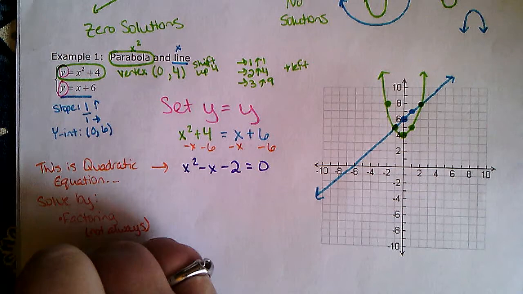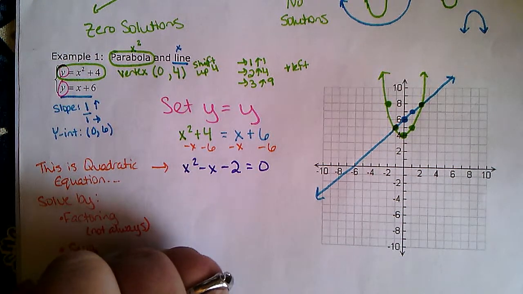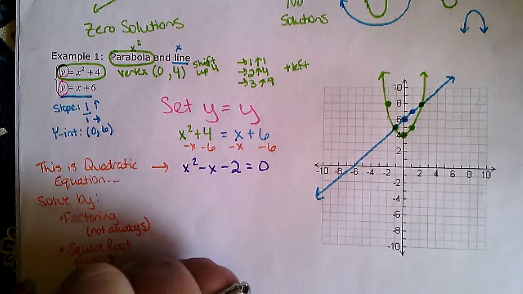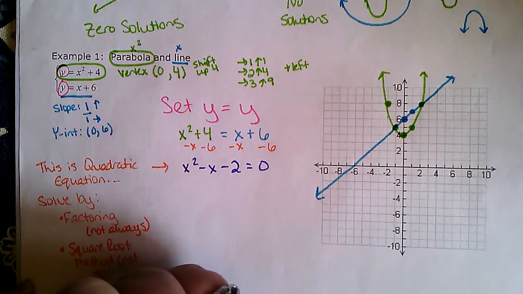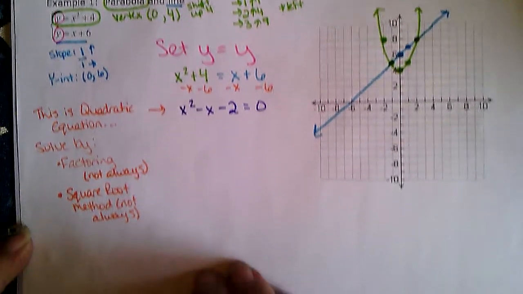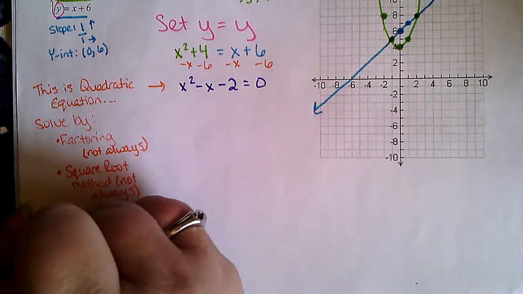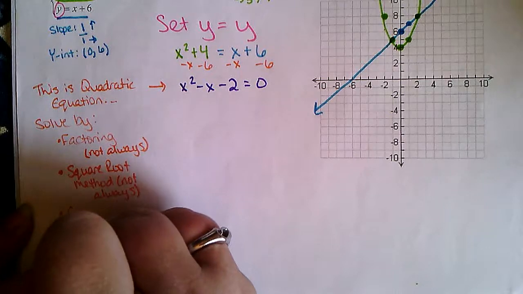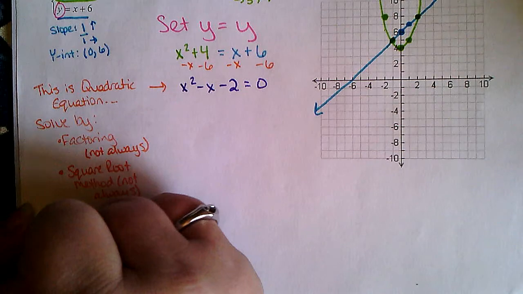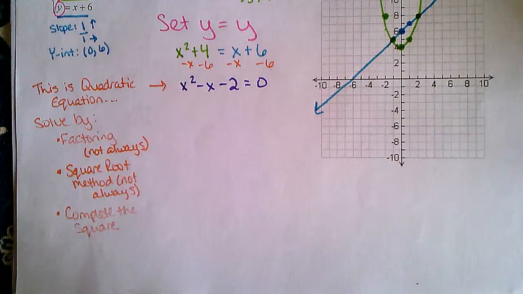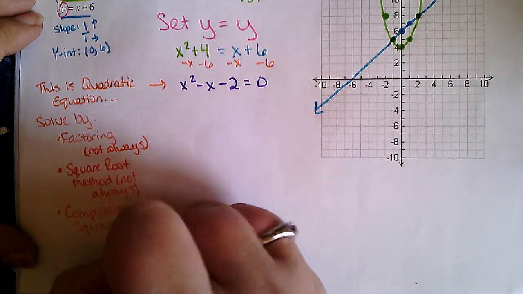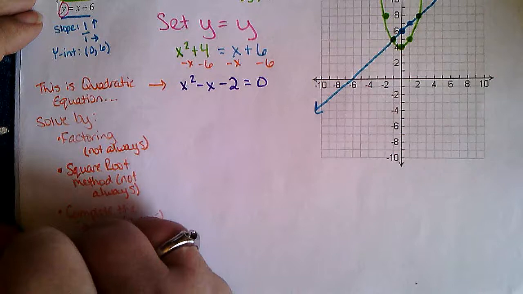The second way we could do it is by square root method. But again, that one does not always work. There's two more. Can you think of either one? The next one that we learned was completing the square. And that one does always work. And the last one is the quadratic formula.